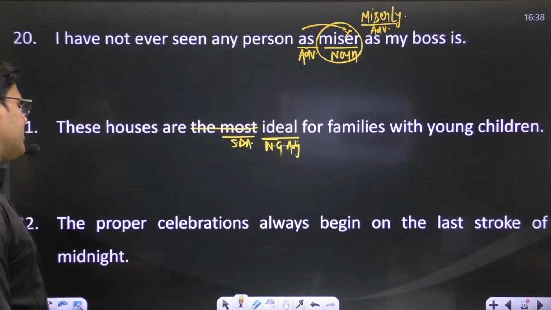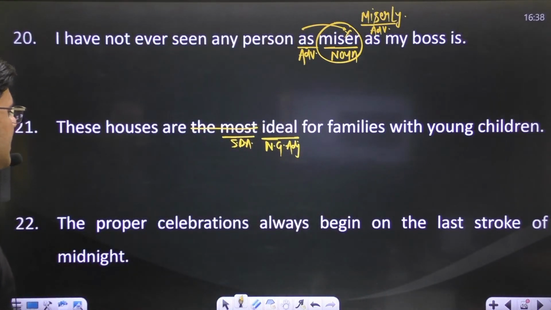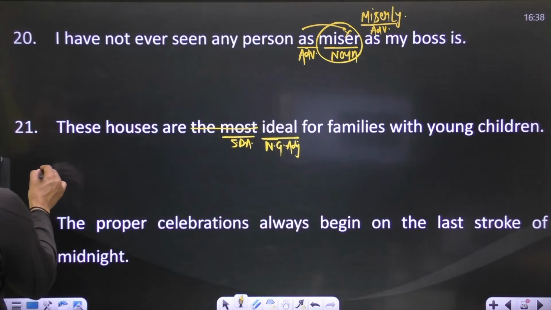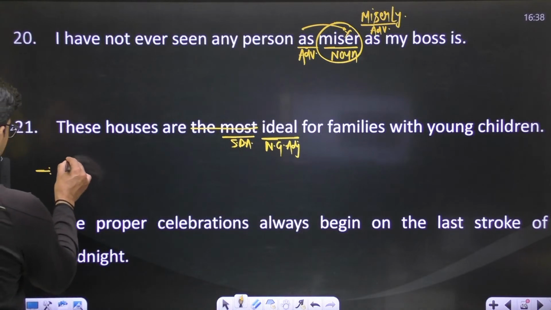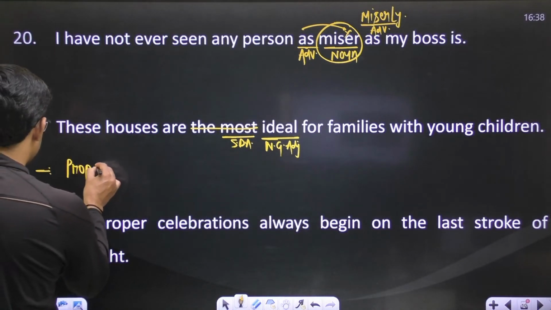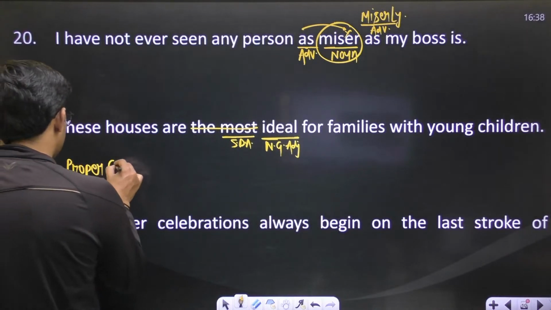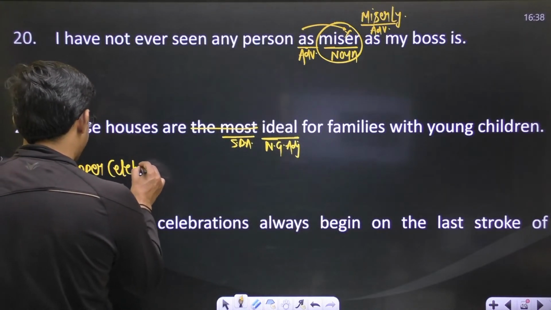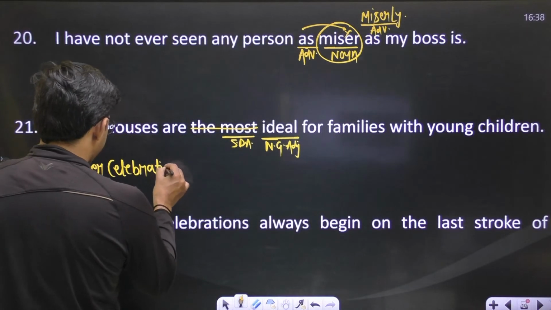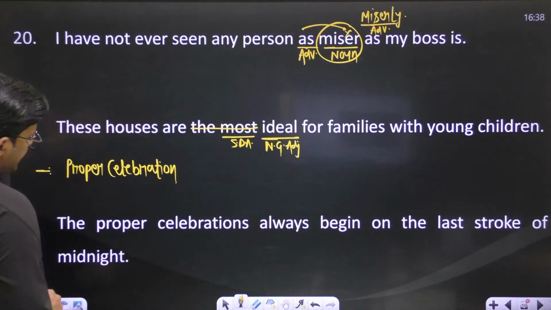The proper celebrations always begin on the last stroke of the midnight. Okay, now remember we have a phrase, proper celebration, right?